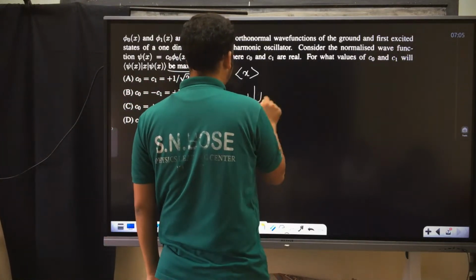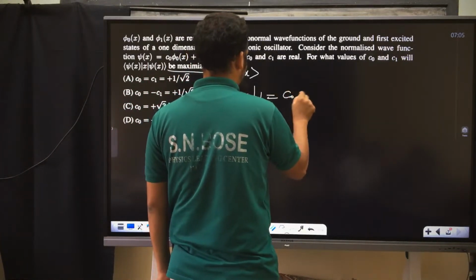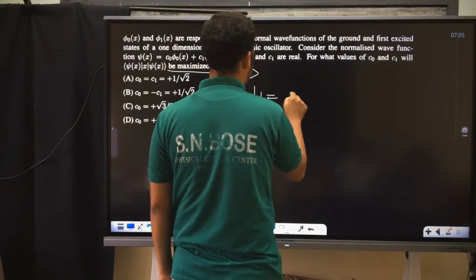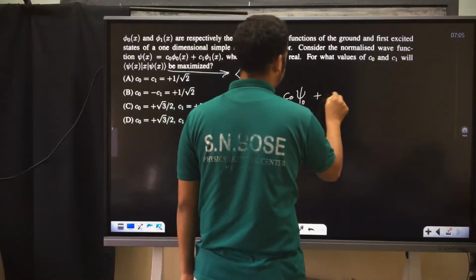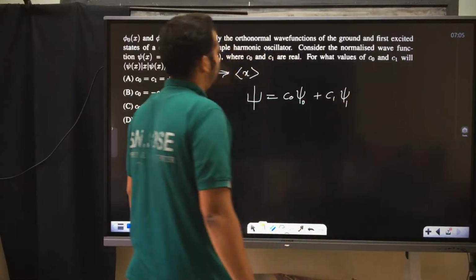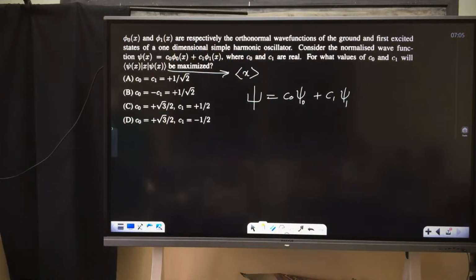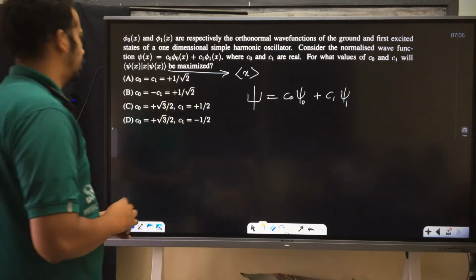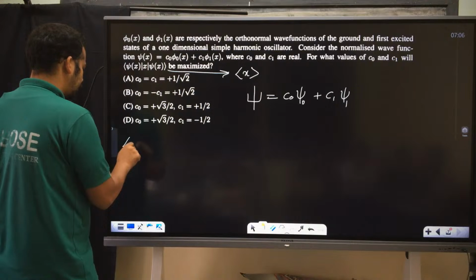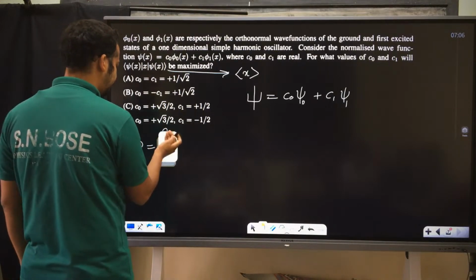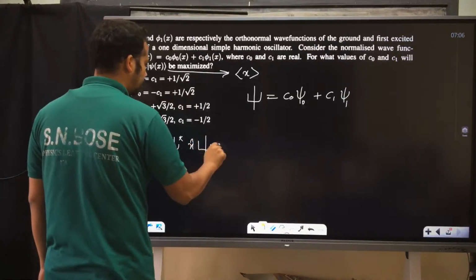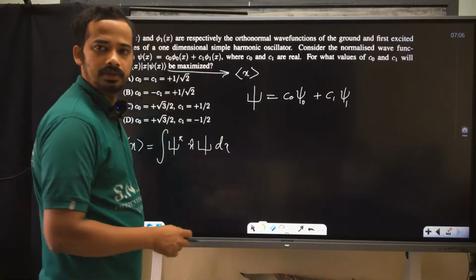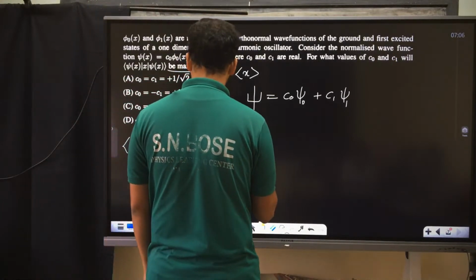I will use capital psi. C naught psi naught, I prefer psi naught in place of phi naught, plus C1 psi 1. Psi naught and psi 1 are the orthogonal eigenstates, the ground state and first excited state of a one dimensional harmonic oscillator. How do you find the expectation of x? You do psi star x cap psi dx. You put that operator, the ladder operator.